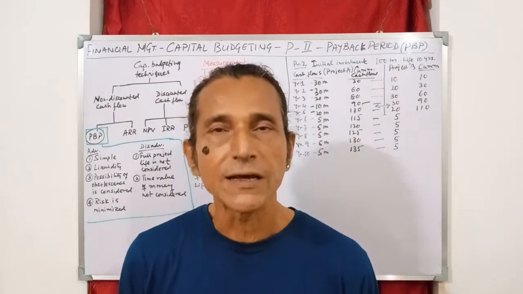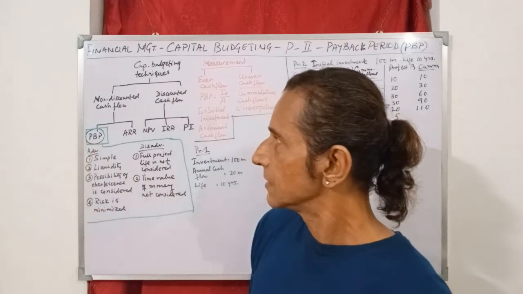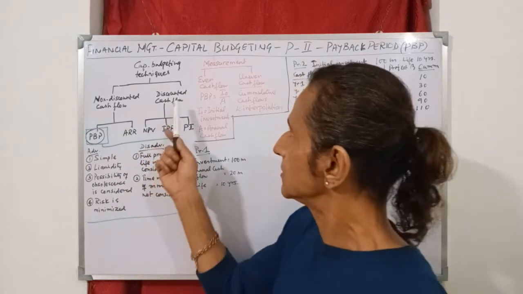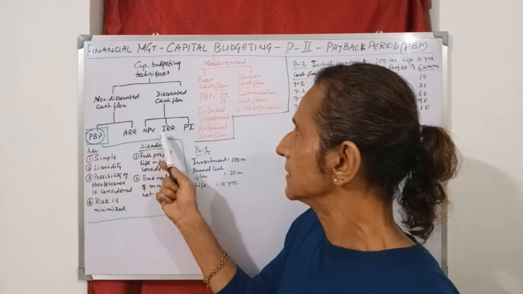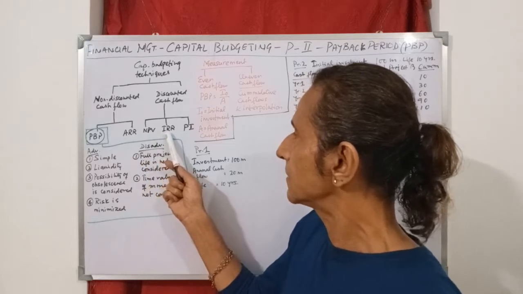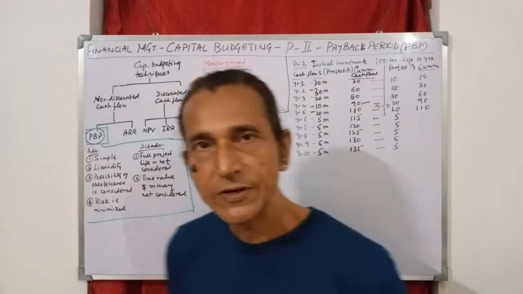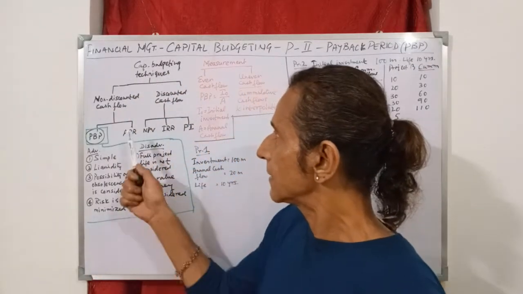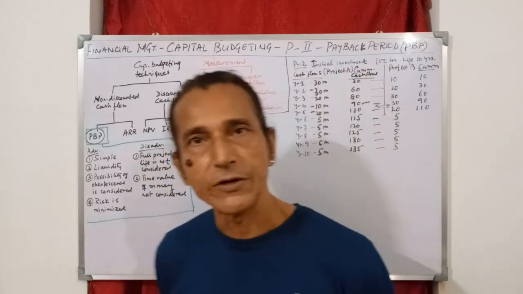Under the non-discounted cash flow method, we have payback period, that is PBP, and accounting rate of return, that is ARR. Under the discounted cash flow method, we have net present value, that is NPV, internal rate of return, that is IRR, and profitability index, that is PI. In this video, I shall discuss only PBP, and ARR, NPV, IRR, and PI will be discussed in another video.